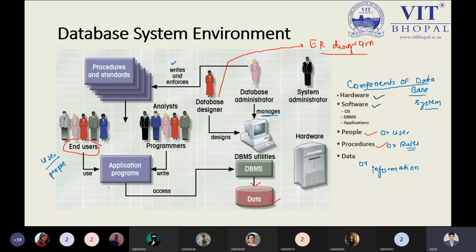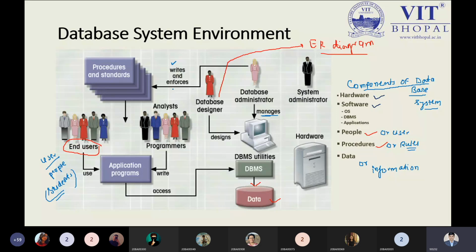So the students are the end users. Here I can write students. As students, they are just able to see data only. They are not allowed to do anything. So this is the end user.